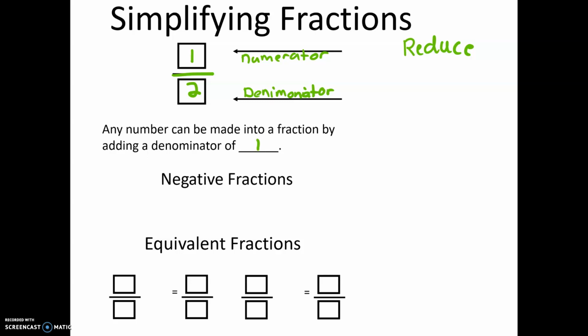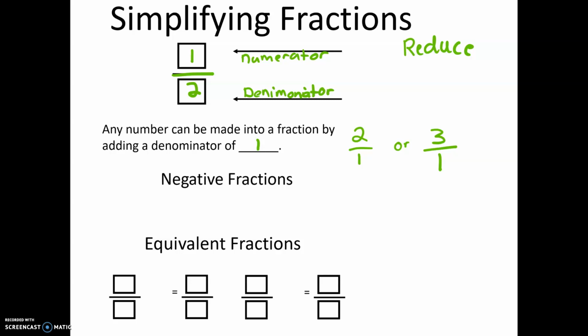Any number can be made into a fraction by adding a denominator of 1. So this is super important. Any number really could be a fraction if it's just over 1. If we think about the number 2, if we wanted to do something with other fractions, we could make it a fraction by writing 2 over 1. Or if we had just the number 3, we could just add 1. It means the same thing. It still means 3. It's just a way to make it look like a fraction.